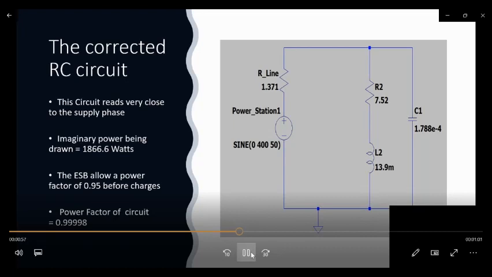This circuit reads very close to the supply phase and has far less imaginary power being used, so it's costing less. The imaginary power being drawn in this circuit is 1,866.6 watts, where the ESB allows for a power factor of 0.95 before charges are made, and in this circuit compared to the original the power factor is 0.99 and would be within the allowances before ESB were to start charging.